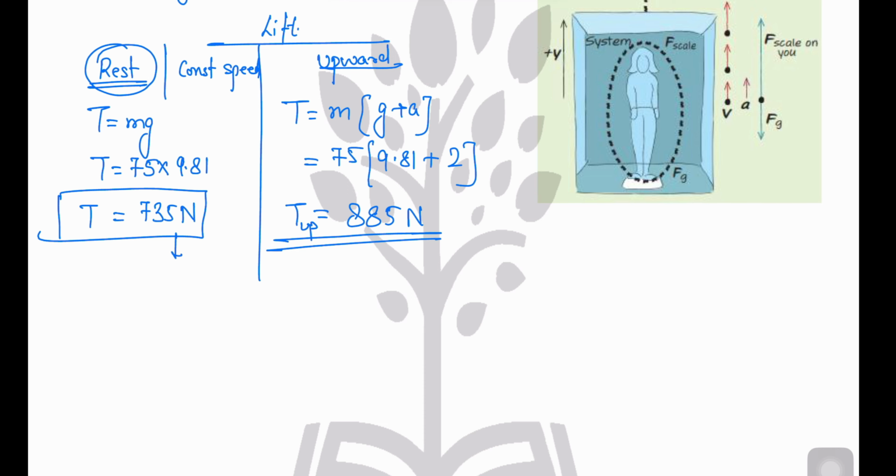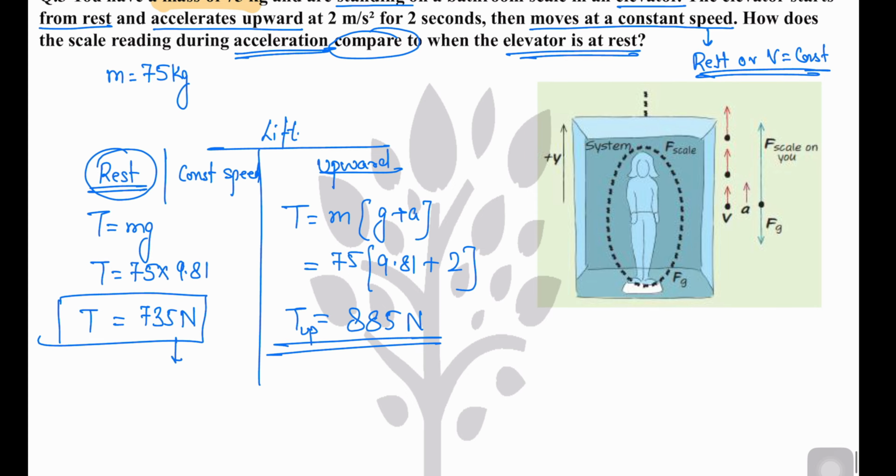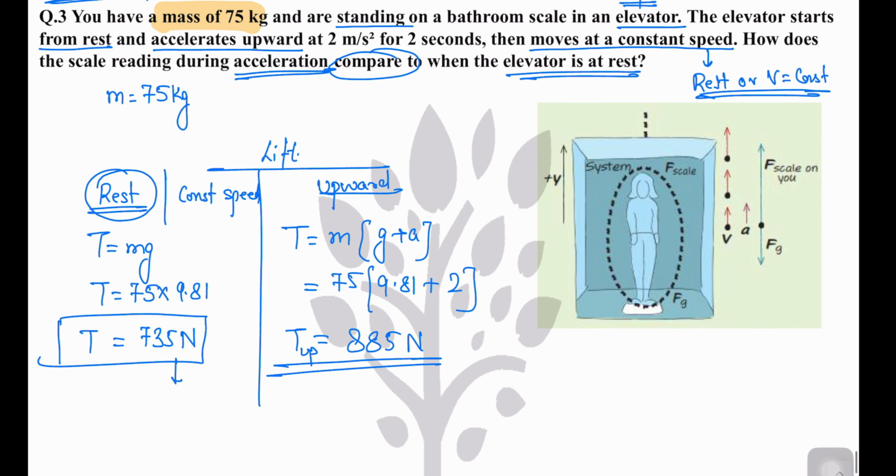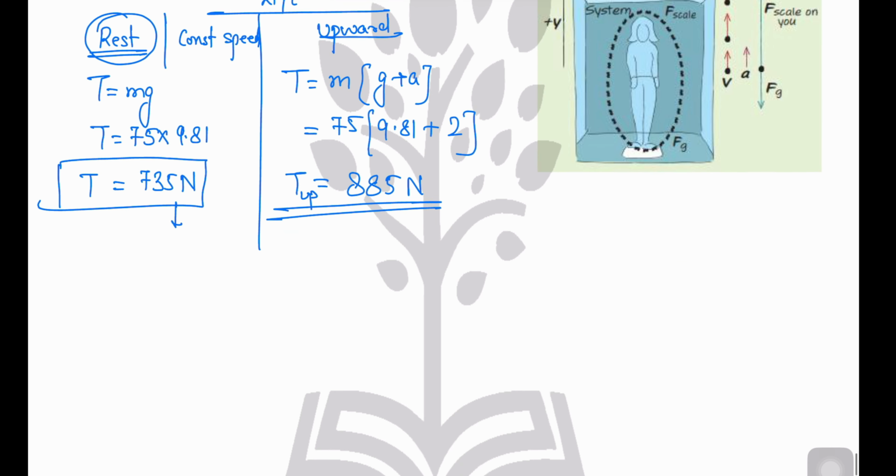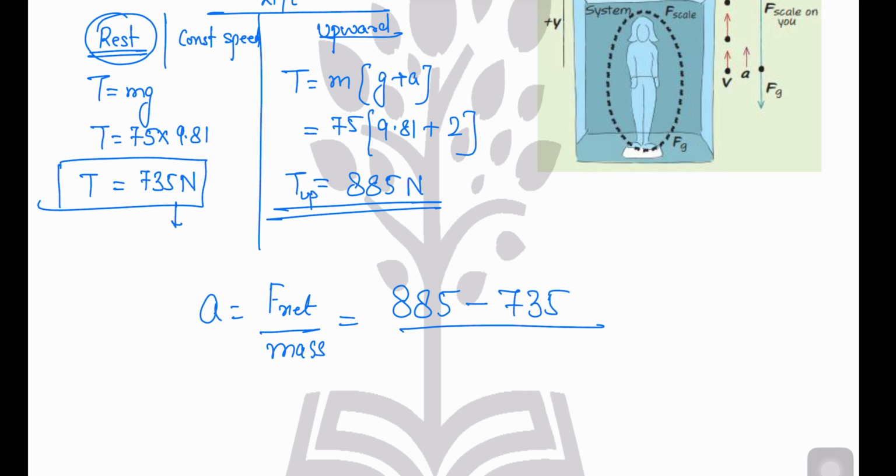You have the forces. And what he's trying to ask us is the acceleration. So what you need to say is, acceleration is F net divided by mass. So what is the F net? 885 minus 735, and the mass is 75. So the value is 150 divided by 75, which equals 2 meter per second square.